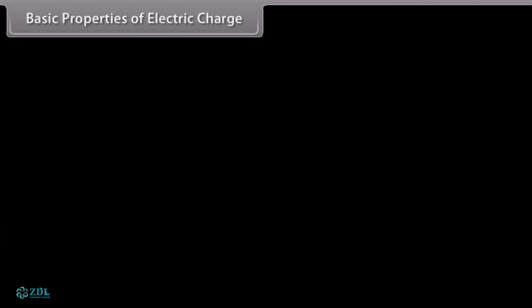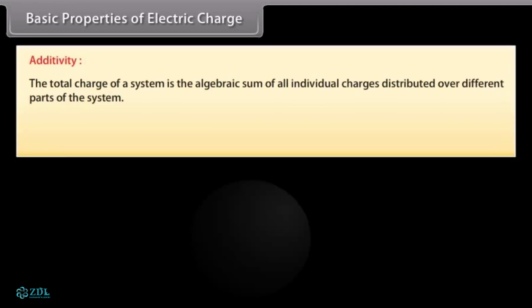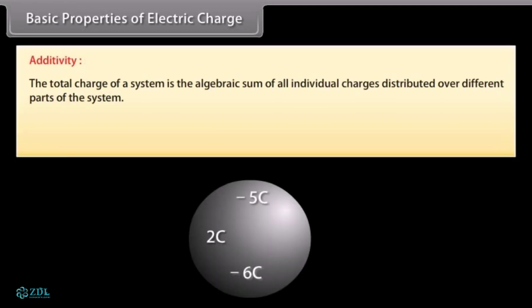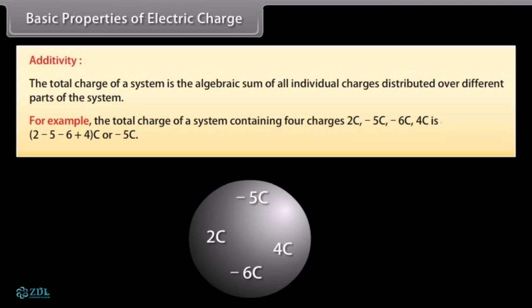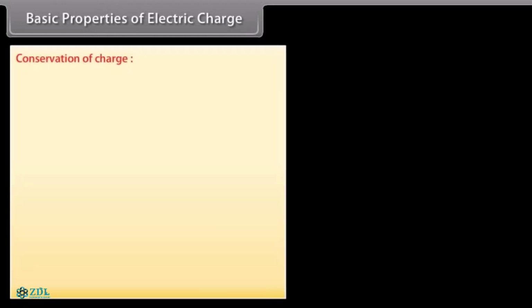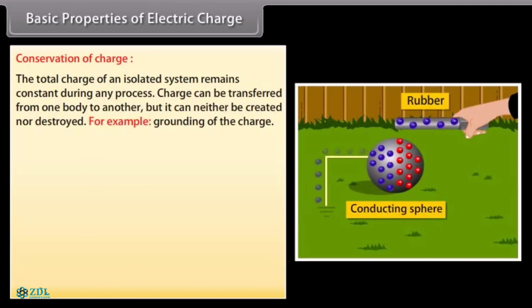Basic properties of electric charge. Additivity. The total charge of a system is the algebraic sum of all individual charges distributed over different parts of the system. For example, the total charge of a system containing 4 charges, 2 coulomb, minus 5 coulomb, minus 6 coulomb and 4 coulomb is equal to minus 5 coulomb. Conservation of charge. The total charge of an isolated system remains constant during any process. Charge can be transferred from one body to another, but it can neither be created nor destroyed. For example, grounding of the charge.